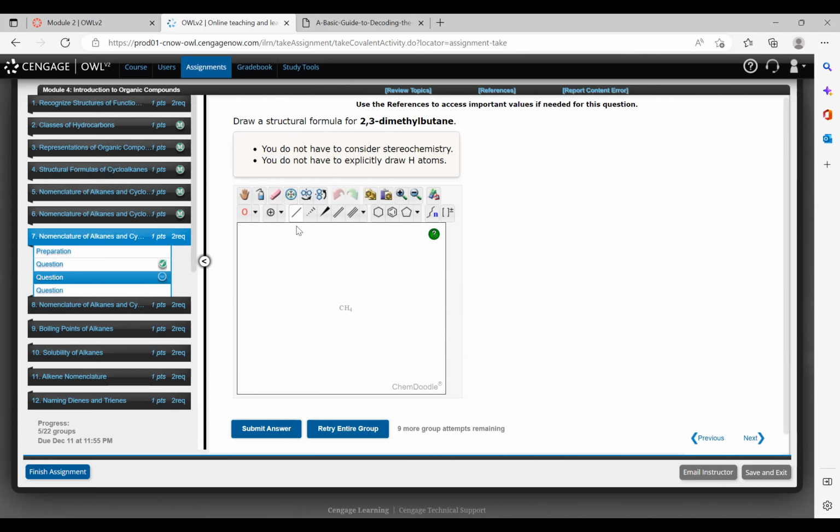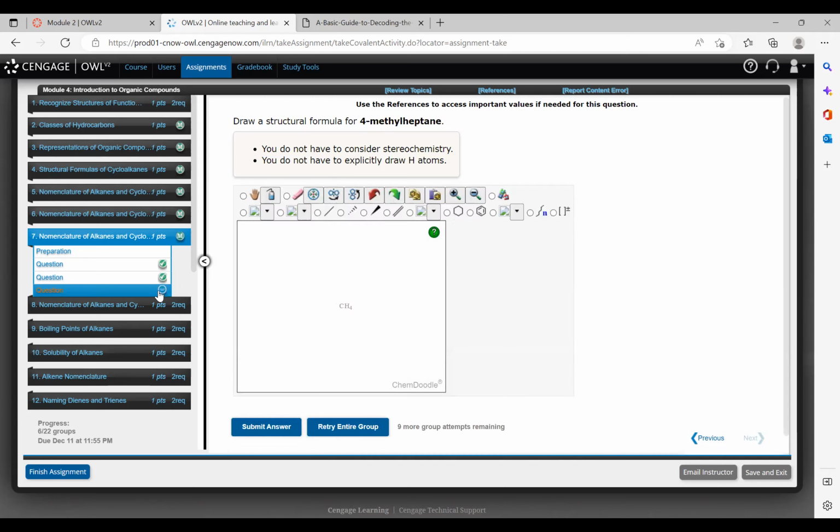Again, start with that butane first. Butane is 4, so 1, 2, 3, 4. And now we want to add in our 2,3-dimethyl. So that means that we're going to add a CH3 group to the second and add a CH3 group to the third. Submit our answer, and we're good to go.